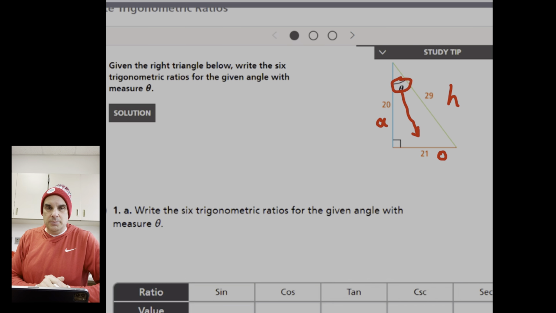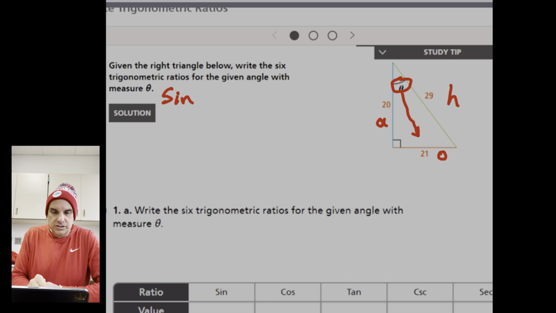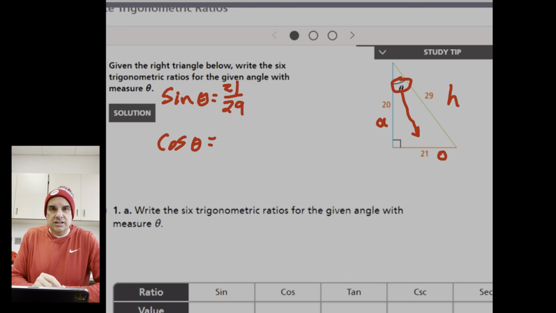So now I've got them listed, and now I have to write the ratios. The sine ratio of theta is the length of the opposite side over the hypotenuse, 21 over 29. Cosine theta is going to be the adjacent, SOH CAH TOA, so adjacent over hypotenuse. Those ratios always need to be less than 1. Sine and cosine ratios have to be less than 1 if you were to divide them out. If they're not, you've done something wrong.